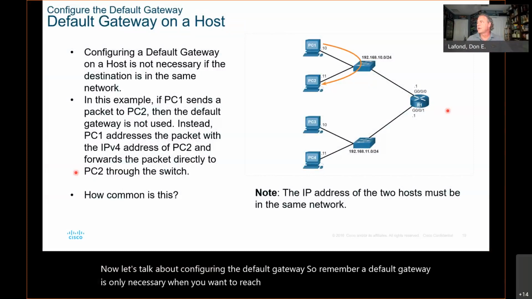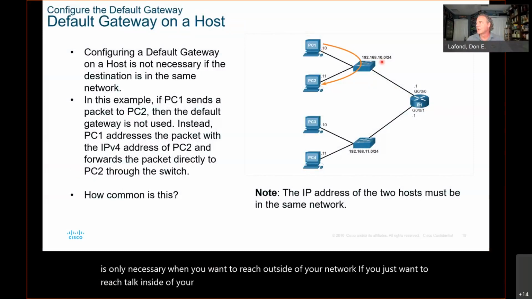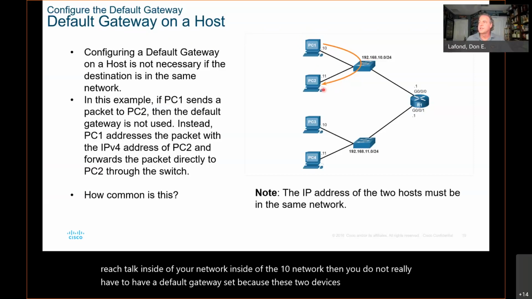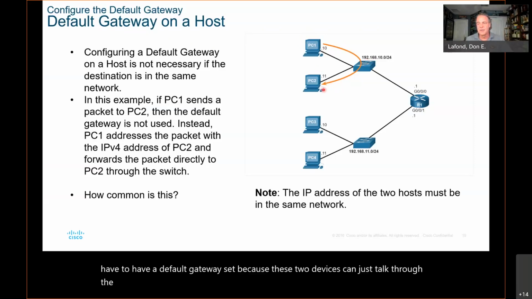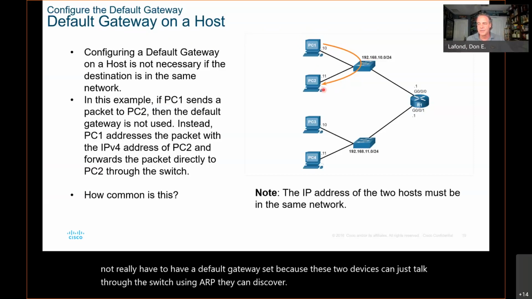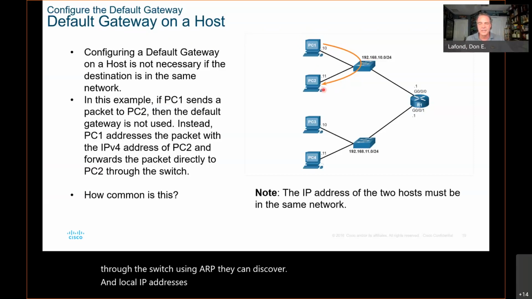If you just want to talk inside of your network, inside of the 10 network, then you do not really have to have a default gateway set, because these two devices can just talk through the switch using ARP. They can discover local IP addresses of other devices on the switch, and it can send traffic within the switch, within the same network, no problem, that works. But how common is that, right?